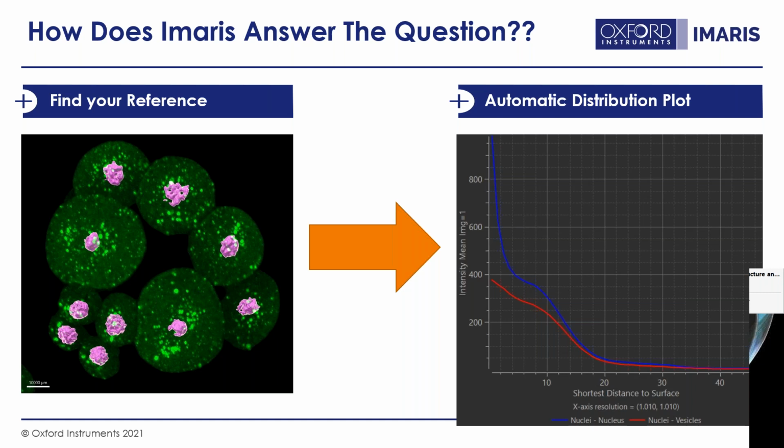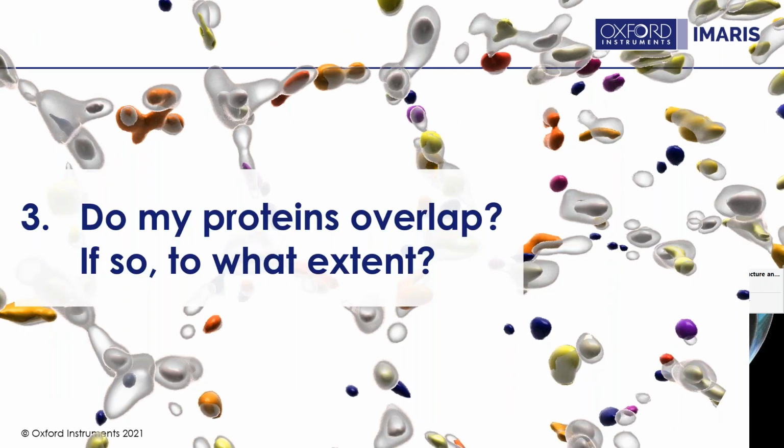Okay. So we have one last type of analysis that I think is really important within Imaris to help you better understand the spatial distribution of the labels and the objects that you find in your image. And so that question is, do my proteins overlap? And if they do, how much do they overlap, or to what extent are they overlapping? And what you're seeing in the background of this image right here are two separate proteins. One is just in this white or gray channel.